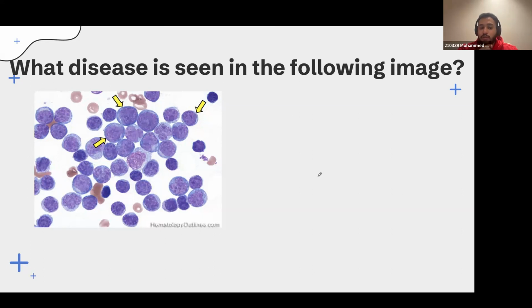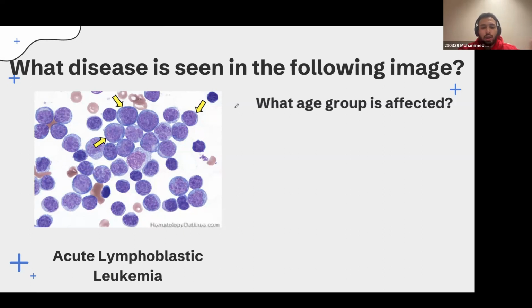It's basically the same thing we saw previously, but it's leukemia now. So what do we call it? Acute lymphoblastic leukemia, ALL. Now, these are lymphoblasts. Okay, so again, what's the marker that tells me this is lymphoblastic? I'm going to highly stress this. Very important, TdT. Okay, now, what age group is affected? This is important also. Children.